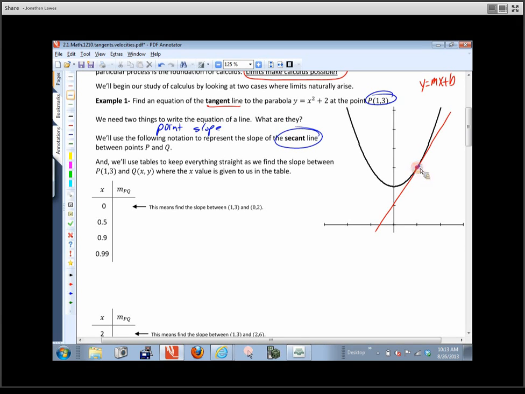So we only have 1 point here. We're going to make it so we've got 2 points. We're going to find the slope of the secant between 2 points P and Q, and we're going to use a table to keep everything straight. I'm going to use the point P, which I'm going to call the point of interest. This is where we want to find the slope. And Q is going to be the point (x, y), where x is the value given to us in the table, and y is what I get when I plug into this right here. So this table is not an x-y table. These are x's, and these right here are slopes. So we've got to do some calculations right here.